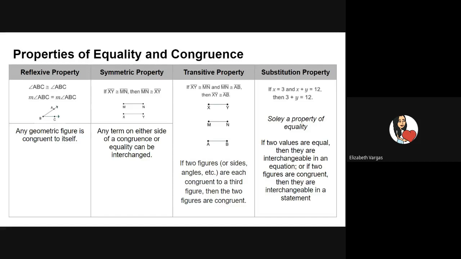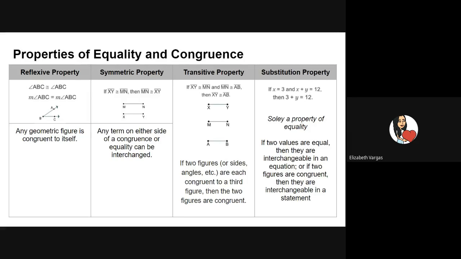Okay. The symmetric property, on the other hand, tells us that any term on either side of congruence or equality can be interchanged. So for example, if I said that z is equal to y, well, then I can also say y is equal to z. Basically, you are able to interchange those two around, flip them around, and you would still get the same thing. So that's basically what the symmetric property is.